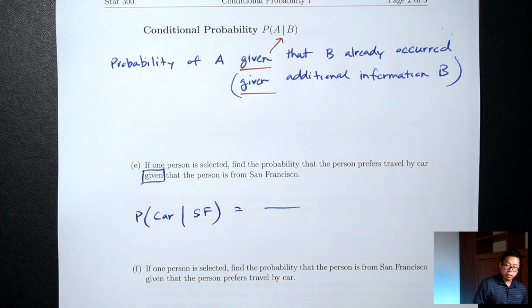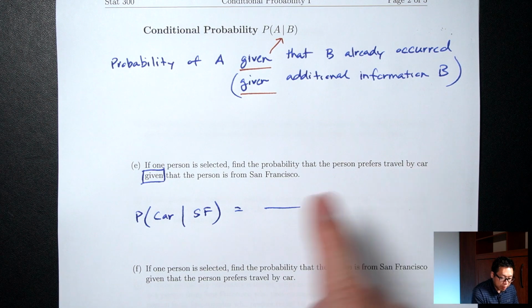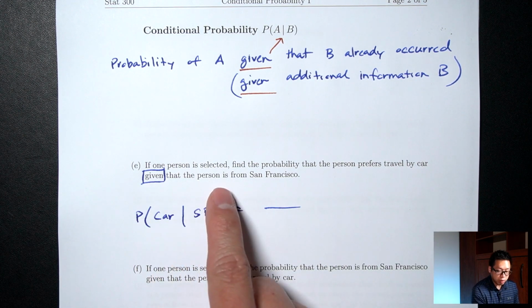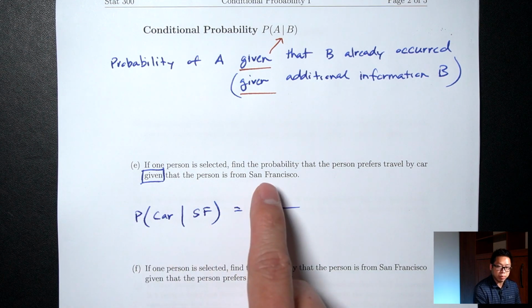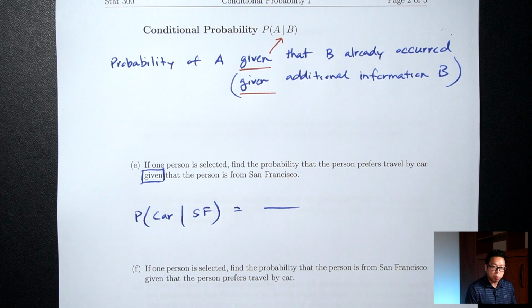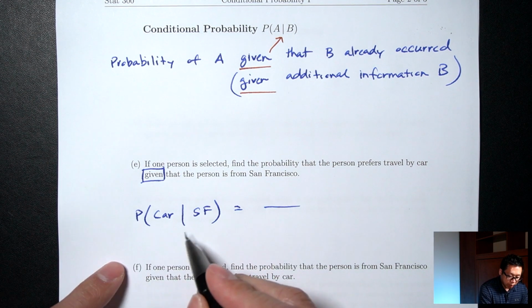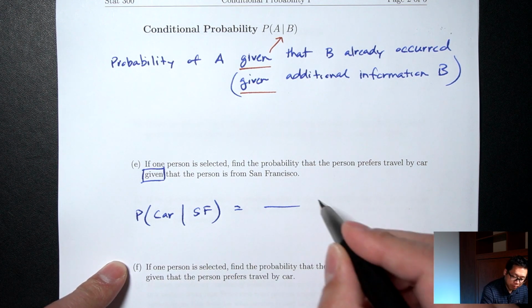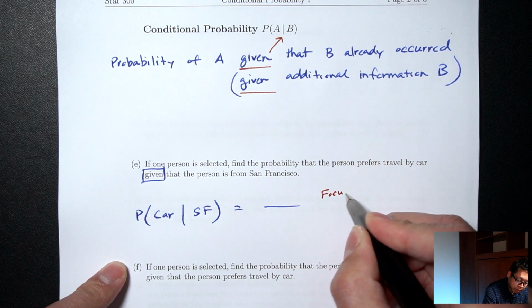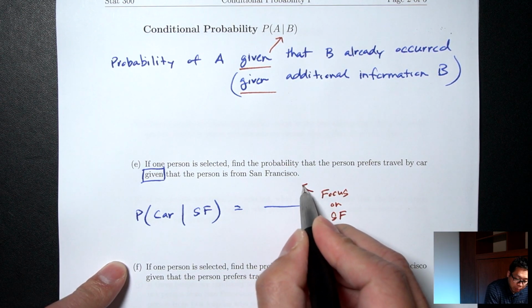So how do we find conditional probability? What this is telling me is that I'm looking for a probability that the person prefers travel by car, but I'm given additional information that for sure this person is from San Francisco. So because I have this additional information that the person is from San Francisco, I can narrow down my table to just the San Francisco numbers. In other words, the given part, which is the second part, is telling me just to focus on the San Francisco numbers when I count for the top and the bottom.